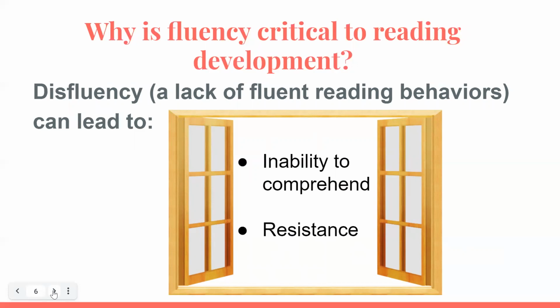And dysfluency, which is a lack of fluent reading behaviors, can lead to the inability to comprehend and to resistance. So when a child's reading slows down, it's difficult for them to make meaning from text because so much of their mental energy is devoted to deciphering words. We saw that with Izzy. She could not frequently remember what she had just read.